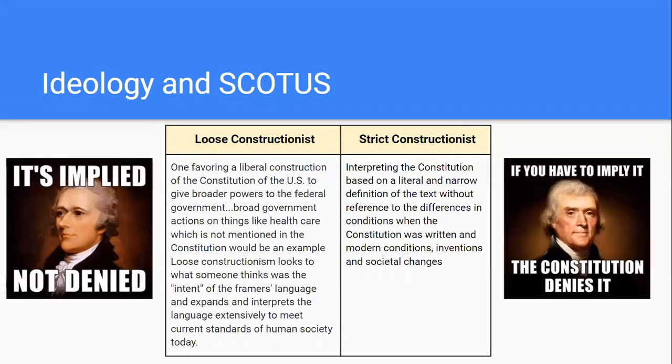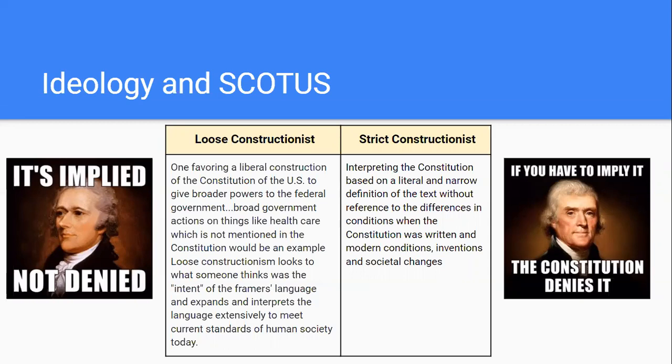Okay, strict constructionists would argue this is a more conservative version. This is what is called judicial restraint, where a judge sticks to what the Constitution says. So if you take same-sex marriage, which was taken on by the Supreme Court in 2018, what does the Constitution say about same-sex marriage? Nothing.